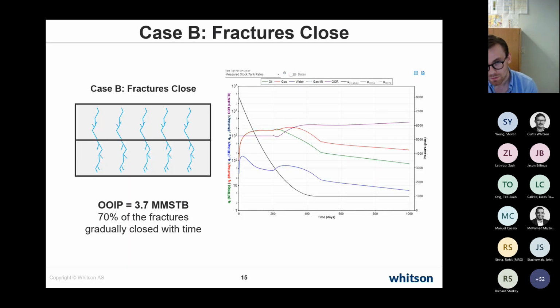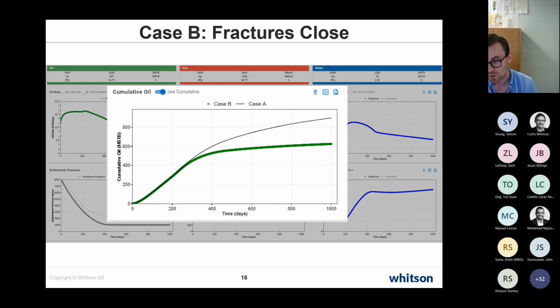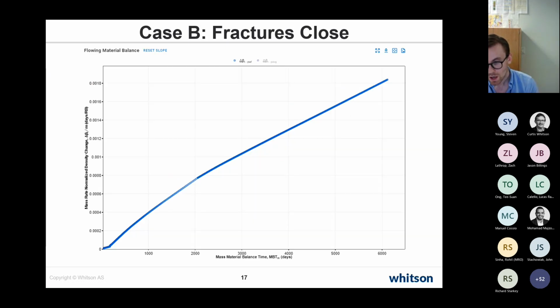Case B is the case where we're actually losing production over time. So 70% of the fractures gradually close with time, and this production data looks like this. Comparing that to case A, you'll see that case B, where we're losing production gradually over time, yields 600,000 barrels after 1,000 days versus 900,000. So about a 30% decrease in production.